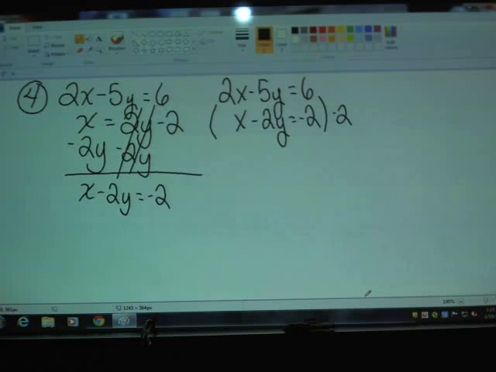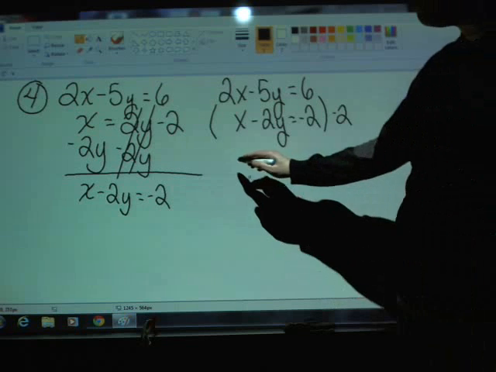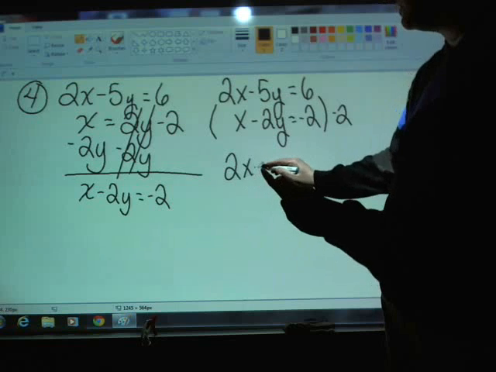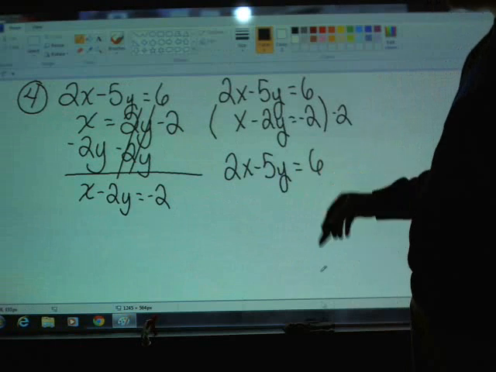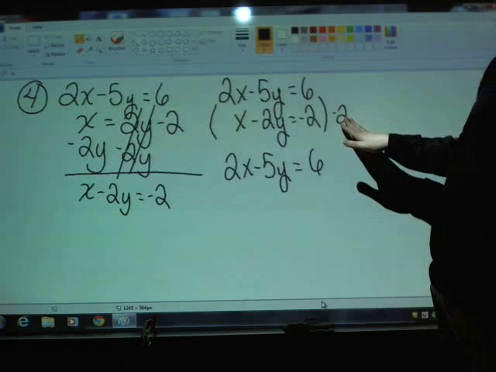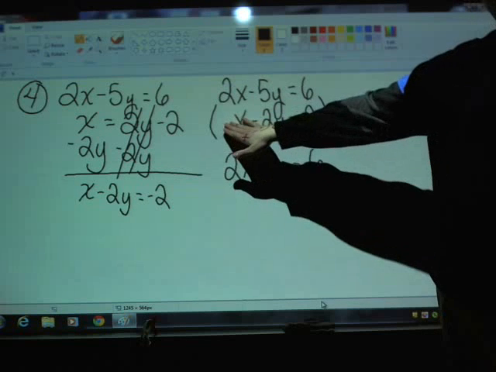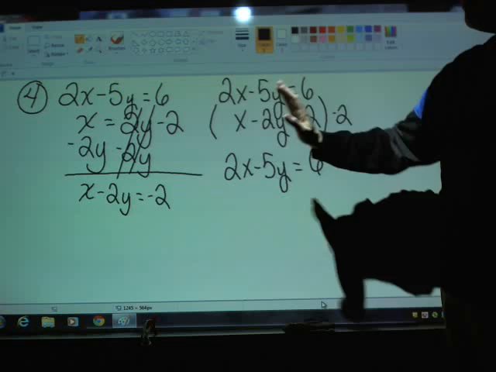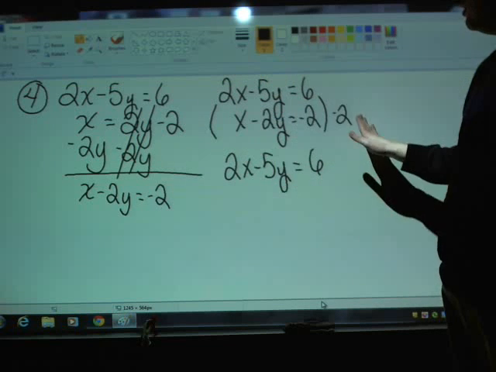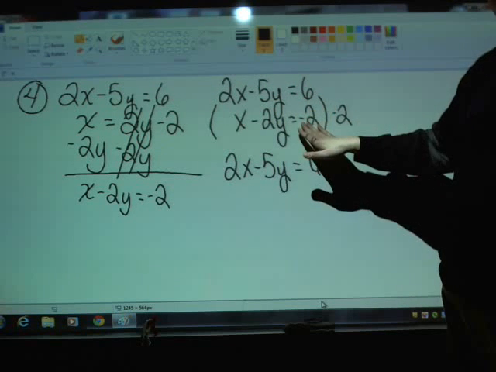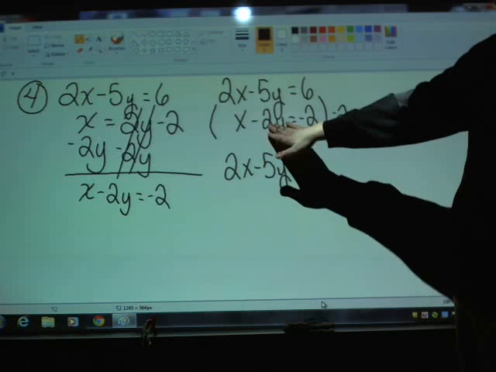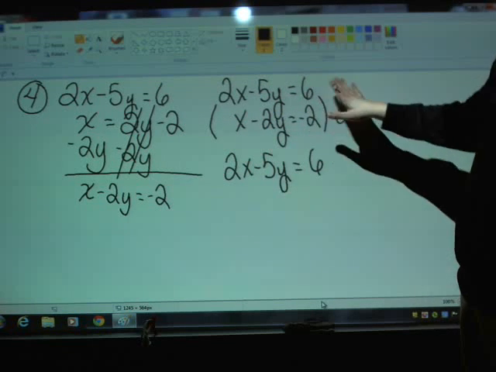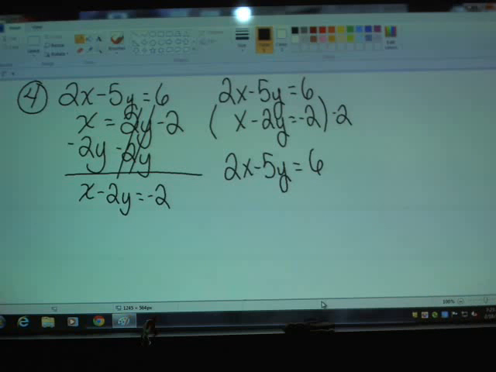Now I'm still not doing anything to that top equation. So this top equation is still 2x minus 5y equals 6. Now, as far as me multiplying by negative 2 here, you just can't multiply this guy by negative 2 and say done. You have to multiply each element by negative 2. So you've got to take negative 2 through to the x, and negative 2 through to this 2y term, and negative 2 through to negative 2. That's the only way you can do it.